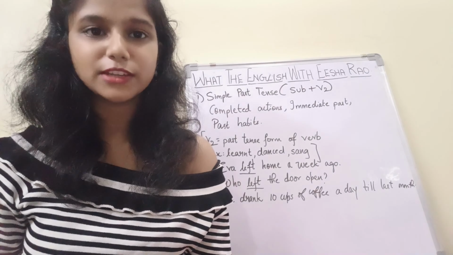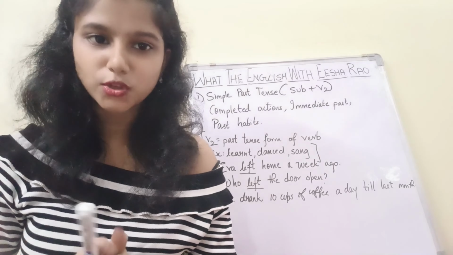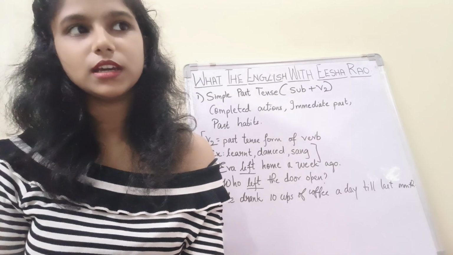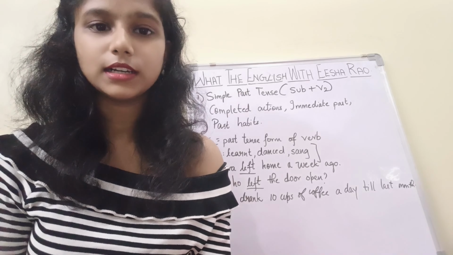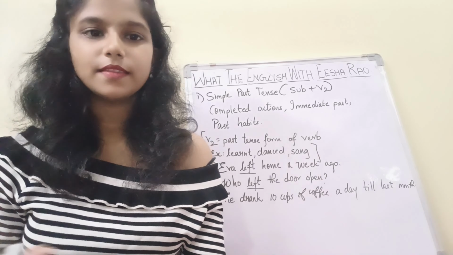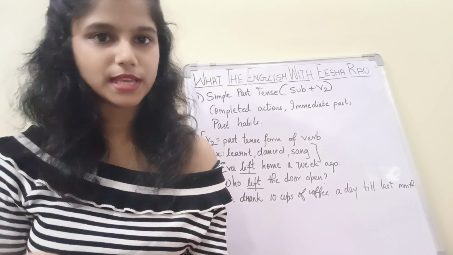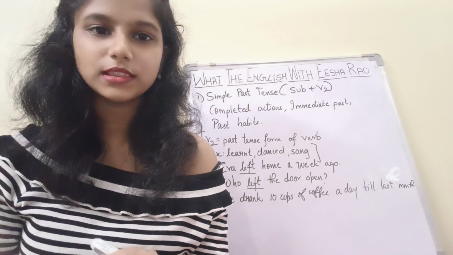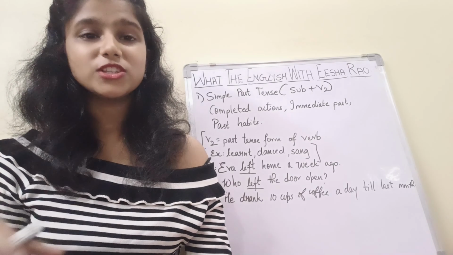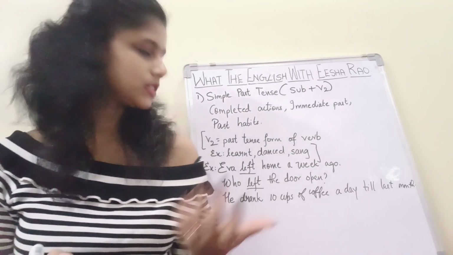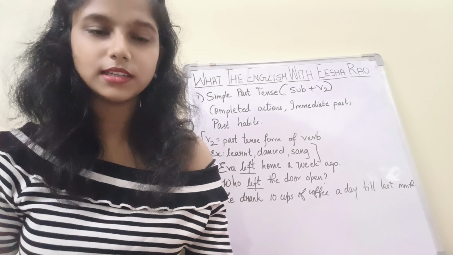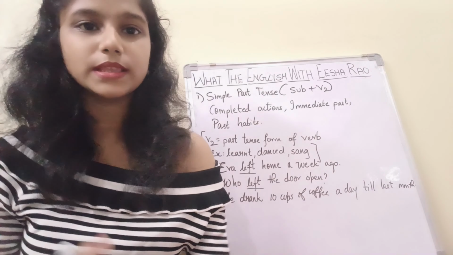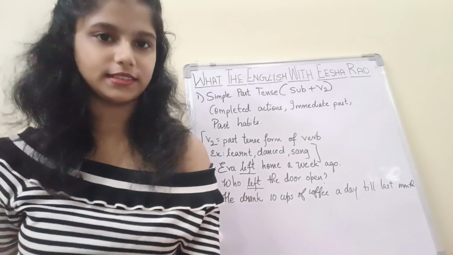Next, when we are referring to the past habits of a person, for example, he drank a cup of coffee till last month. Here drink is the present tense form and drank is the past tense. Till last month is the action which is a habit of the person. The subject he is referring to the person, and he drank 10 cups of coffee a day till last month is the habit of that subject.